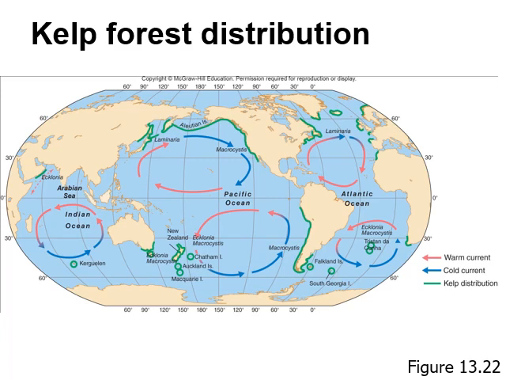Okay, so a lot of why we have kelp extending further south on the west coast than the east coast has to do with how water moves around. This map is showing you in green where you find kelp. In blue, it's showing you cold currents, and in red, it's showing you warm currents.